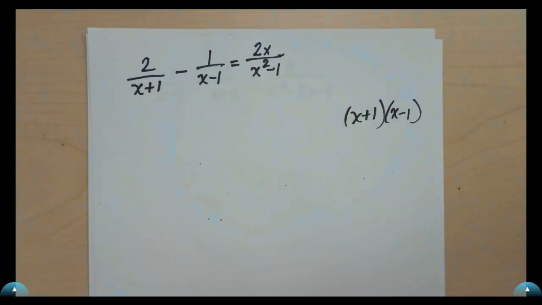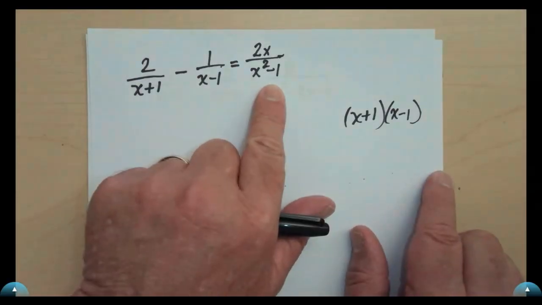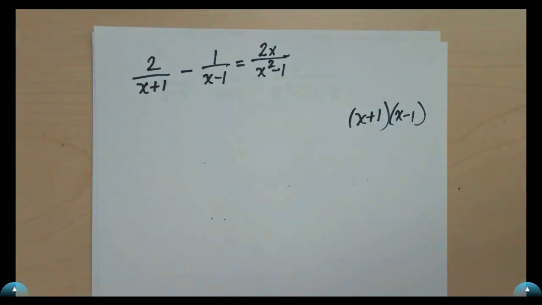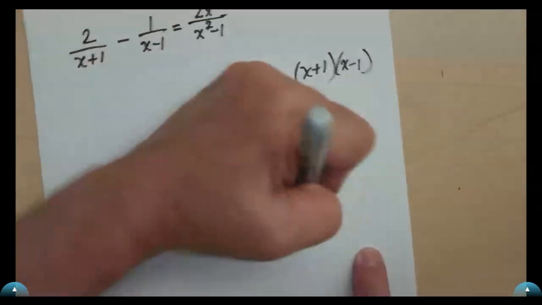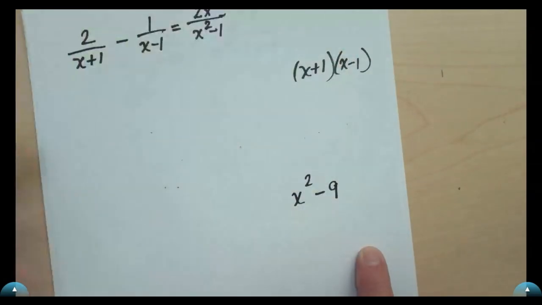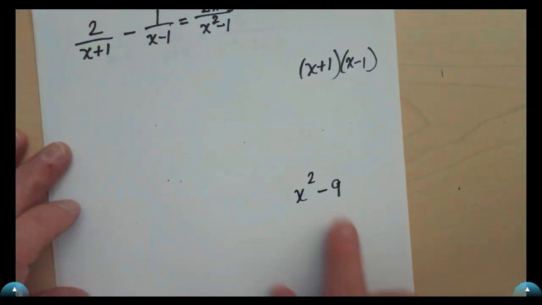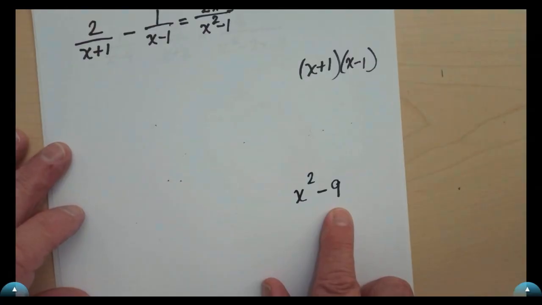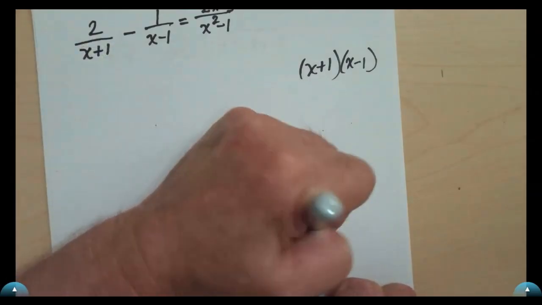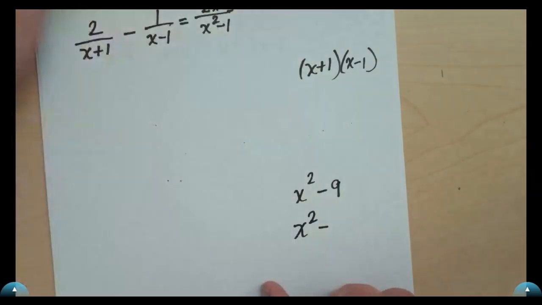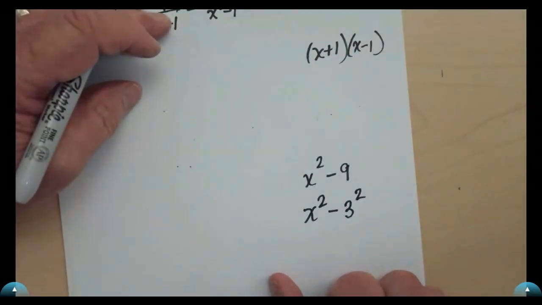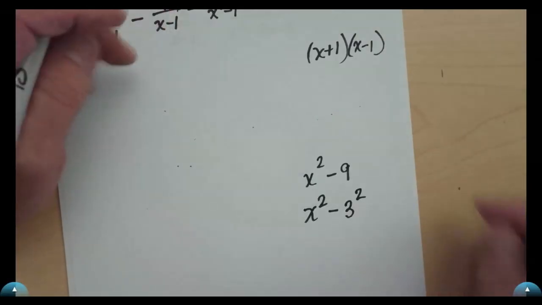Now the question is, do I also need a factor of x squared minus 1? And so here's our next little factoring trick. What if I have something like x squared minus 9, let's say. Does everybody agree that 9 is the same as 3 squared? 9 is 3 to the second power. So I've got x squared minus 9, or if I wanted to, I could write that as x squared minus 3 squared. Kind of weird, but we could do that.